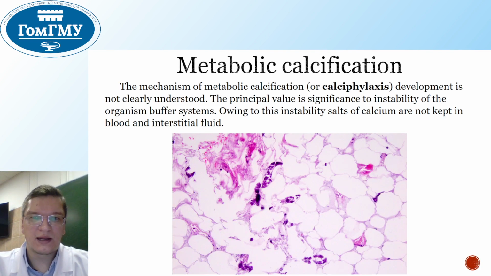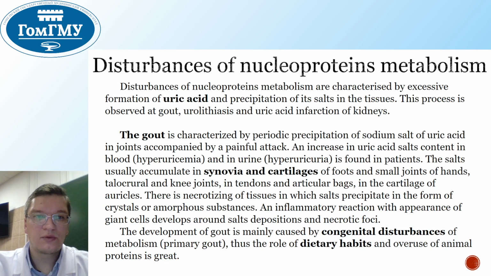And finally, metabolic calcification. The mechanism of metabolic calcification development is not clearly understood. The principal significance is given to instability of the organism's buffer system. Owing to this instability, salts of calcium are not kept in blood and interstitial fluid. Hereditary sensitivity of tissues to calcium has a significant role too. And finally, disturbances of nucleoprotein metabolism. They are characterized by excessive formation of uric acid and precipitation of its salts in the tissues.